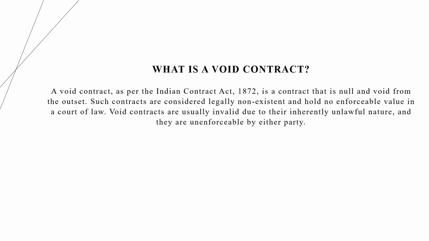Additionally, contracts that involve minors or individuals of unsound mind are considered void. Minors lack the legal capacity to enter into a binding contract, and contracts with individuals who are mentally incapacitated are void due to the absence of free and informed consent. Contracts with objectives that are impossible to perform or those founded on mutual mistakes of fact are also considered void.